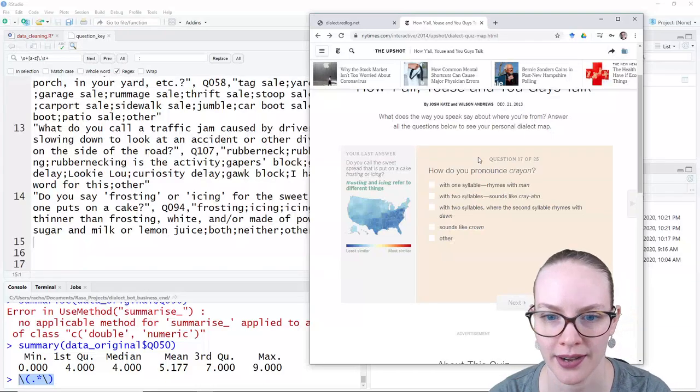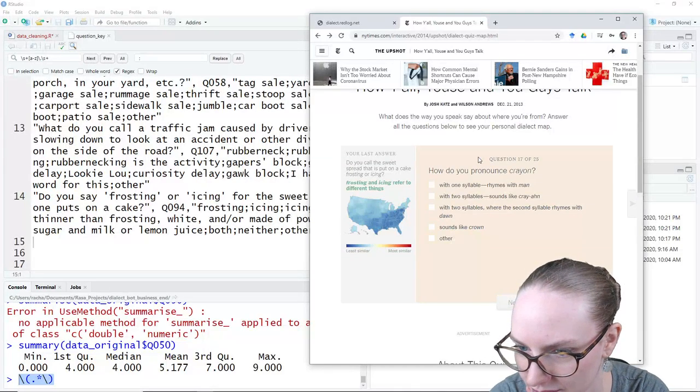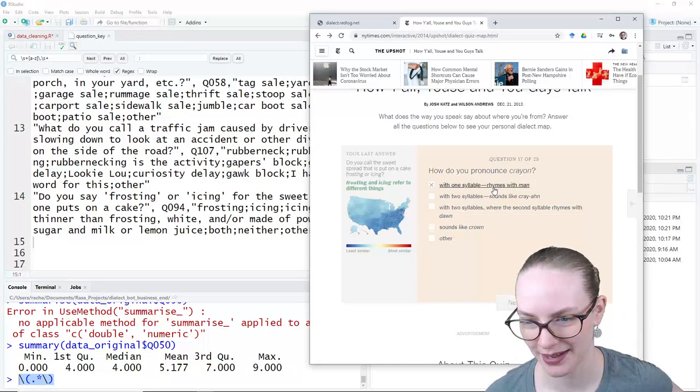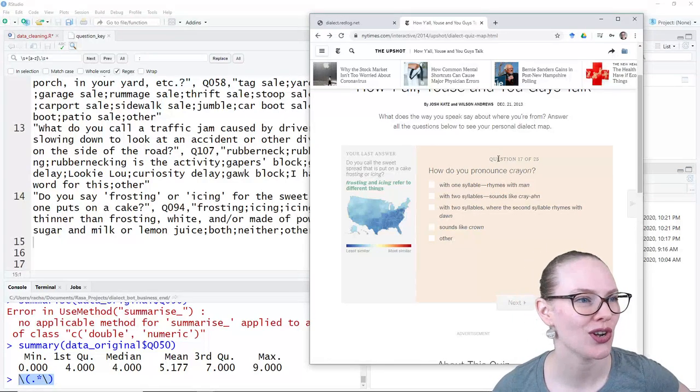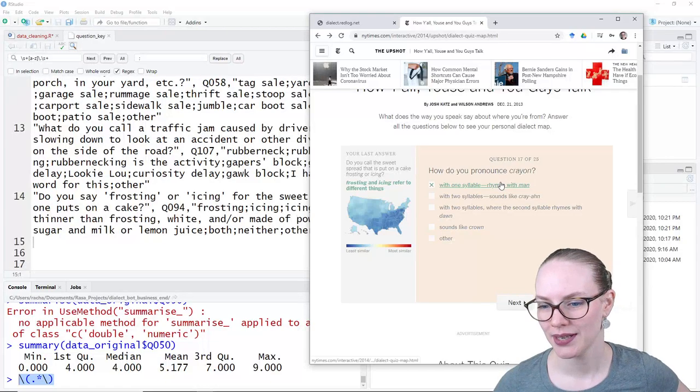How do you pronounce crayon? One syllable, rhymes with man. This is another one that I don't think is going to translate well, so I'm not going to do this one.